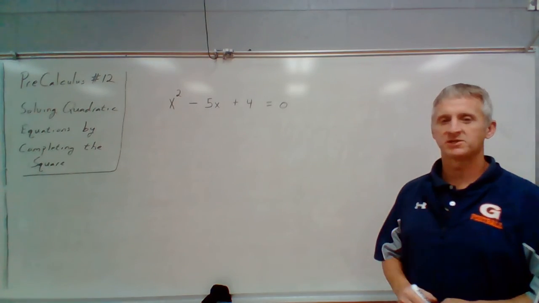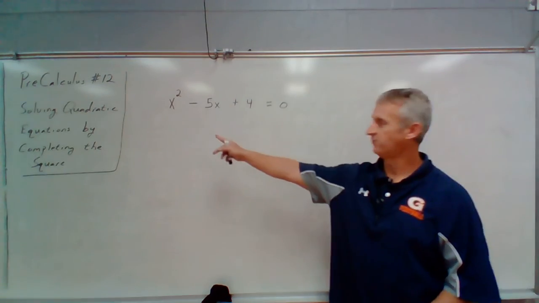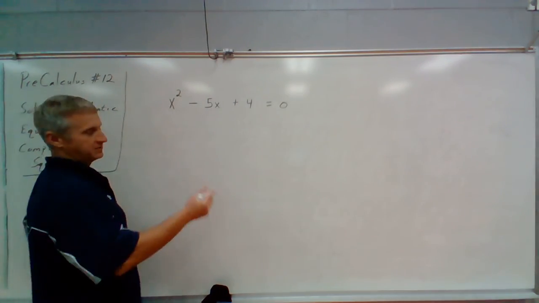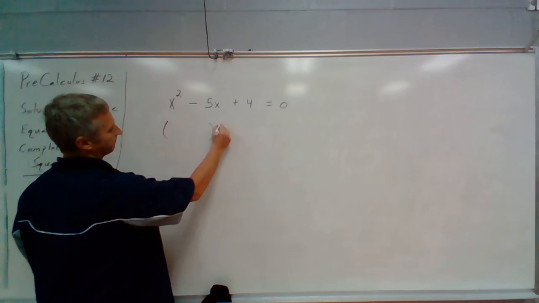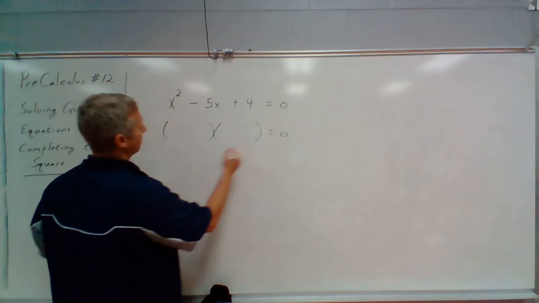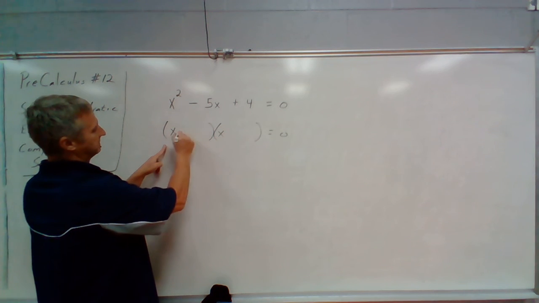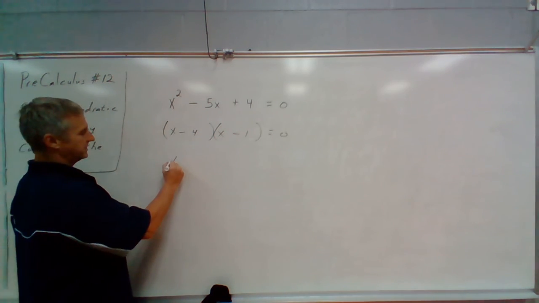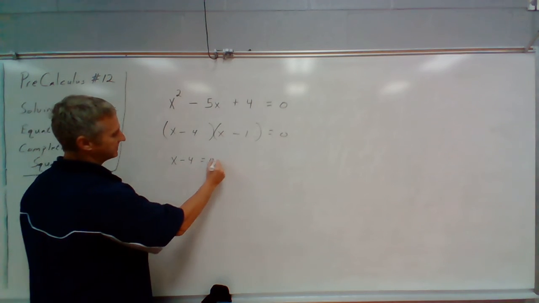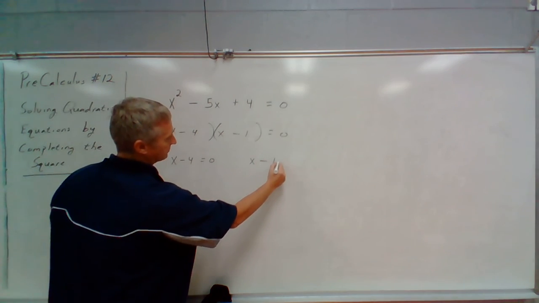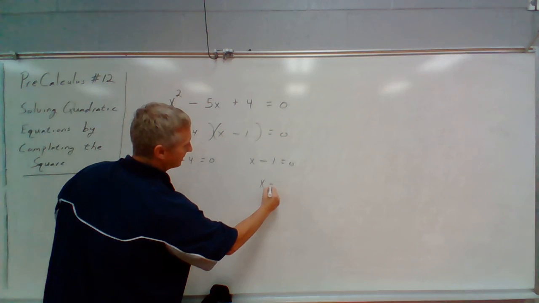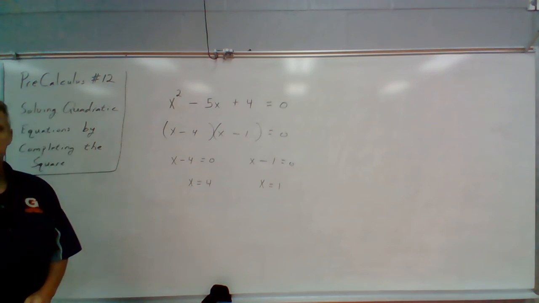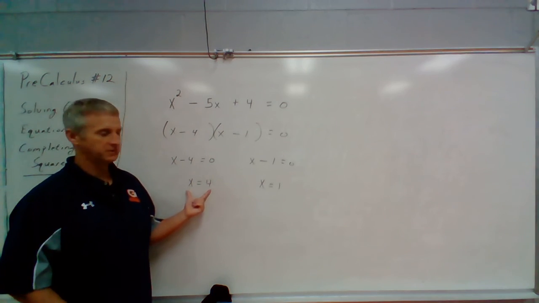All right, so let's solve this quadratic equation. So it's in the form ax squared plus bx plus c. Notice that this one will factor, so let's factor it. Okay, so I have x minus 4 and x minus 1. Set both those equal to 0, so either x minus 4 is equal to 0 or x minus 1 is equal to 0. So we have x equals 1 or x equals 4. So very easy to factor. And we know the solutions are 4 and 1.